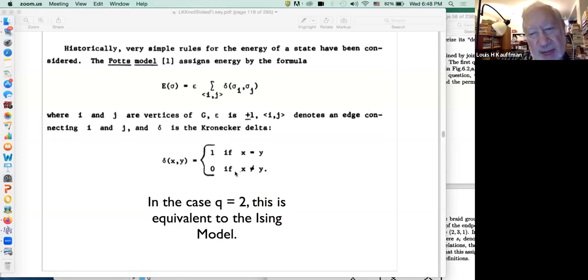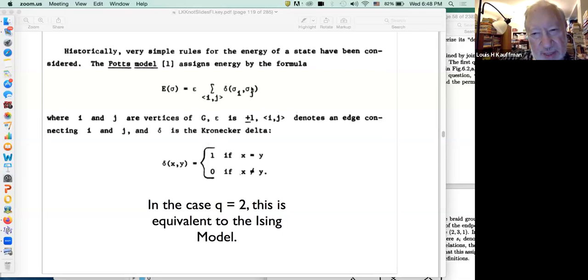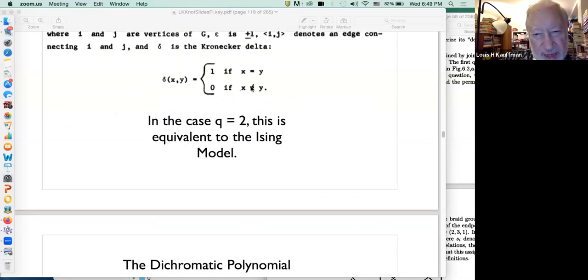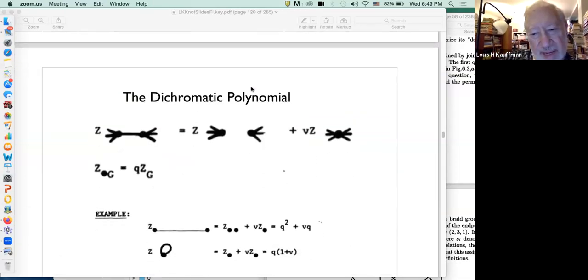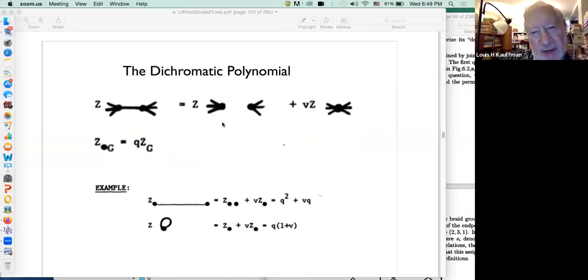And this is called the Ising model when Q is equal to 2, sometimes written slightly differently, where the energy goes negative when they're different and positive when they're the same. But that's just a global shift. And the Potts model is written in terms of this positive energy assignment, like that. It turns out that you can explain the partition function for the Potts model in terms of a graph polynomial in general.